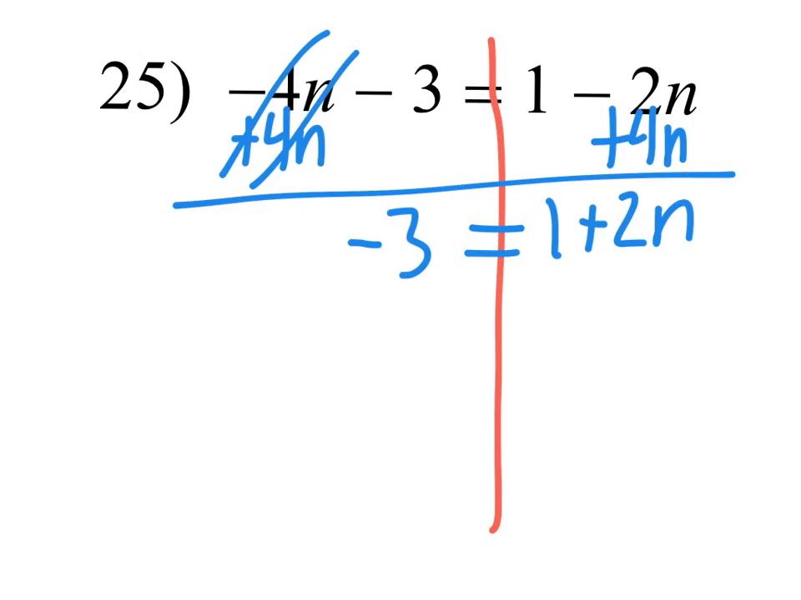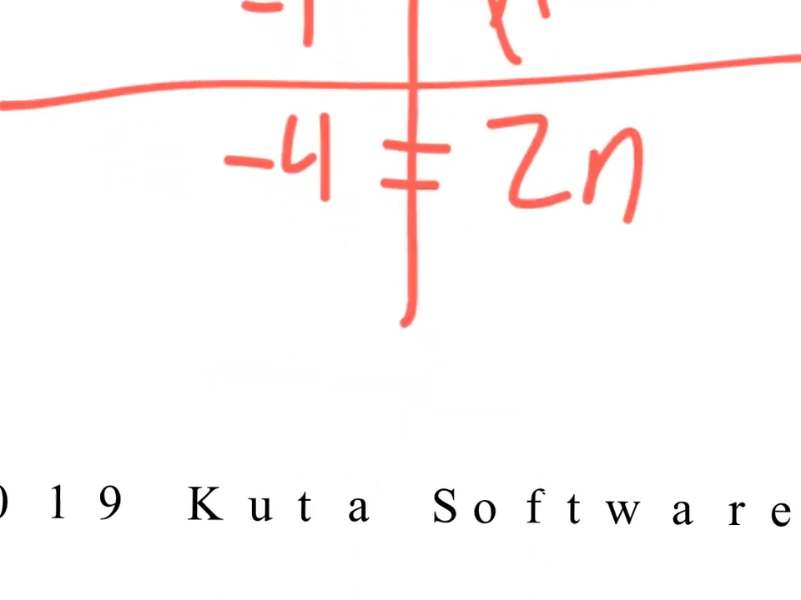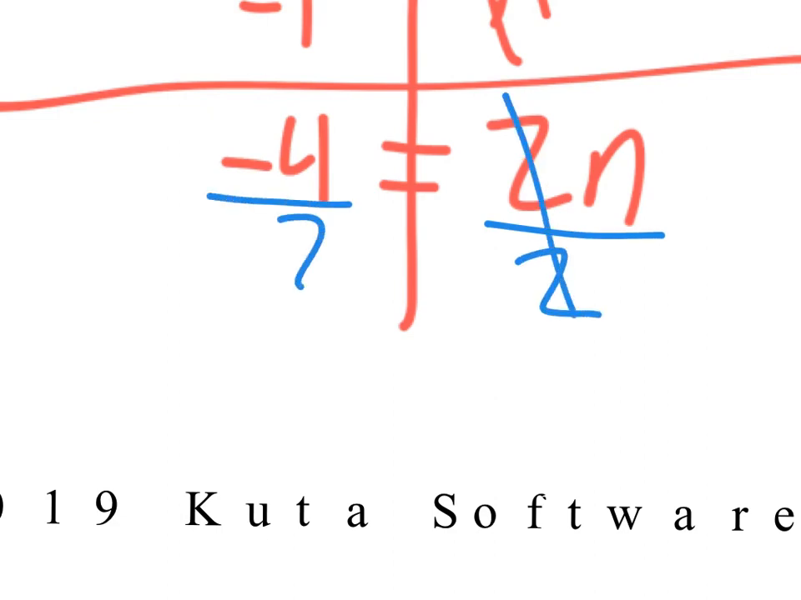I want to get everything away from the variable, so I'm going to subtract 1 on both sides. These will cancel out and I'm done with it. Negative 3 minus 1 is going to be negative 4, and 2n on the right. Final step. That's multiplication, so I want the variable by itself, so I divide both sides by that 2. Negative 4 divided by 2 is going to be negative 2, and we're left with n on the right side.